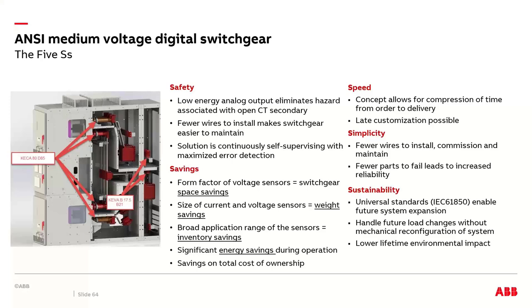Then we are saving so much. We are saving on space, on footprint, on inventory costs, and we have energy savings because these are low power. We are saving on total cost of ownership. Speed, it has to be great speed, and that is determined. Simplicity, it's fewer wires to install, fewer maintenance requirements on this whole process, so it's increased reliability. Sustainability, universal standards, IEC 61850 enables future system expansion, future load change without any mechanical reconfiguration, because these sensors can cater to a huge range, so lower lifetime environmental impact.